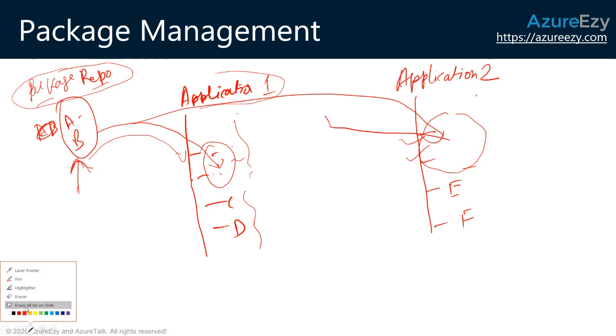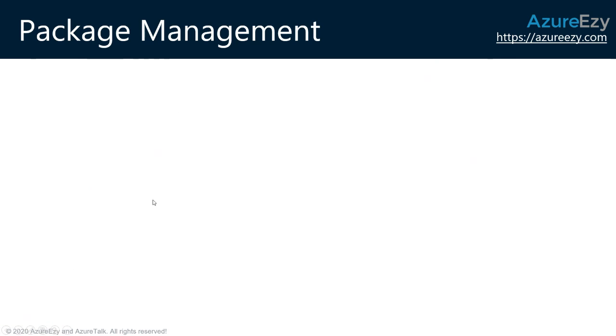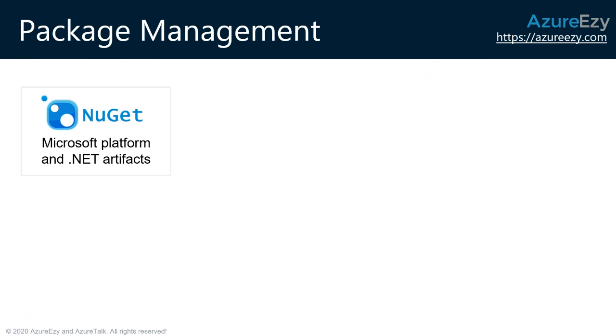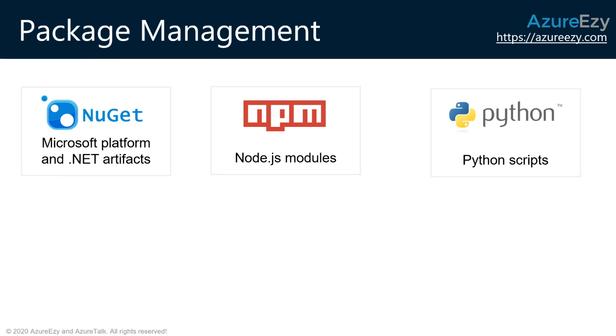Now let's talk about what common package management systems are available. For the Microsoft .NET framework, if you're familiar with the Microsoft ecosystem, you must have heard of NuGet, a package management server, which is nothing but a way to host packages developed in .NET. So it's a package management system for .NET developers. Similarly, for Node.js modules, you have npm. For Python, you have Python packages.